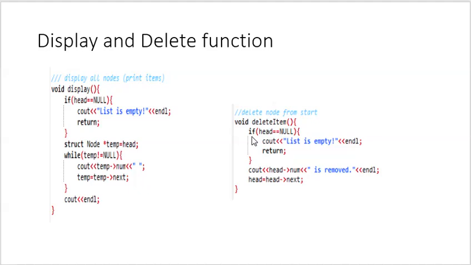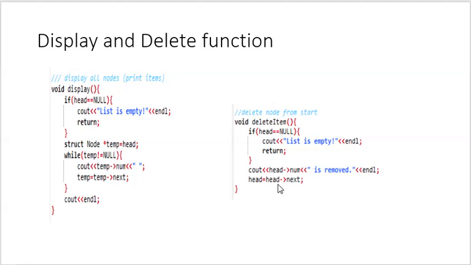Here the next function is the delete function. In this function, if head is null, it means there is no node in the list. So if there is no node in the list, it will display that the list is empty. Otherwise, the head's data will be removed, and just like this, it will remove the next nodes one after another. How many times you want to delete a node, that many times this function will be called. If I call it once, it will delete one node.